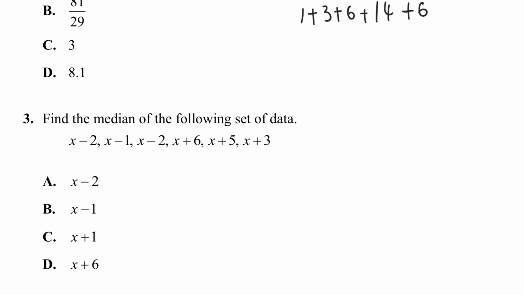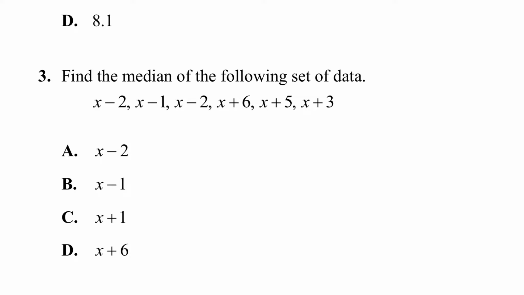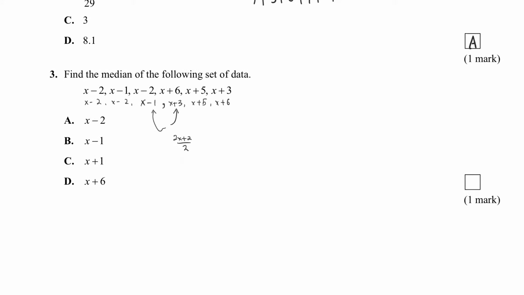And then for this one, you have to rearrange it first, okay, for the median. So that is why you should have x minus 2, x minus 2, x minus 1, and then you will have x plus 3, x plus 5, x plus 6. So you consider these two. So that is why you will have 2x plus 2 divided by 2, which is x plus 1.